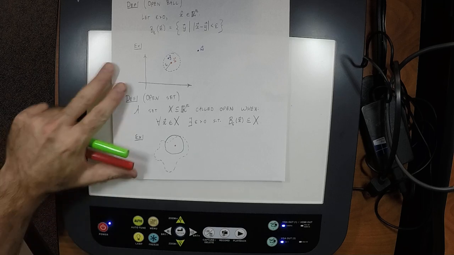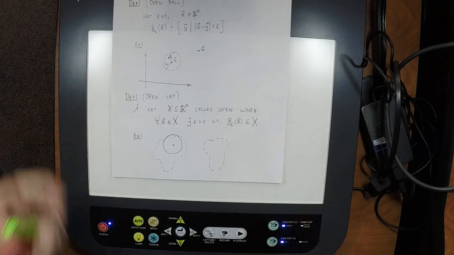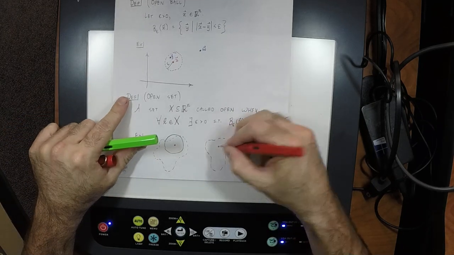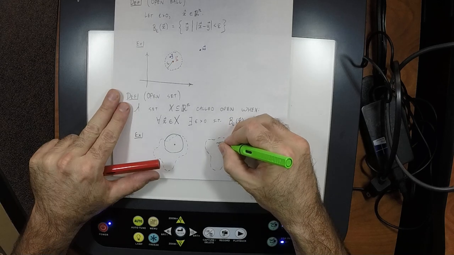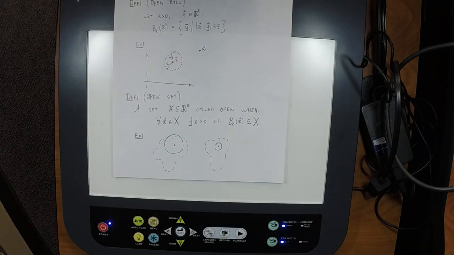So, there's a point. The question is that for that point, is it possible to draw any ball whatsoever? Can you find a ball that's small enough that fits in there? Yeah. All we need is for there to be one. It doesn't have to be true for every epsilon. It has to be true for some epsilon.